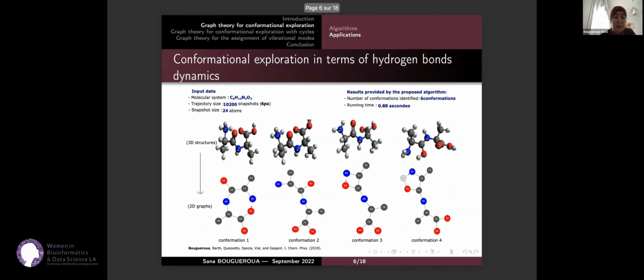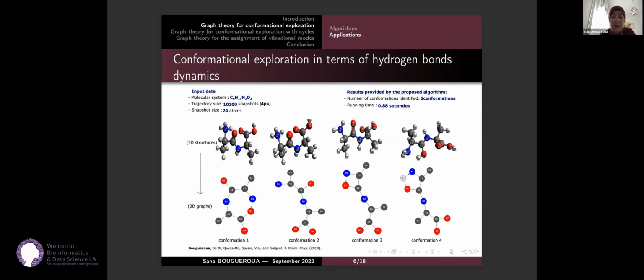I will show you a small example just to give an idea of the outputs of this algorithm, on a small peptide where we have only hydrogen bond dynamics. Here I have taken a peptide with 24 atoms and a trajectory of 4 picoseconds. Here we have identified 4 conformers. We can see that the change between, for example, conformer 1 and conformer 2 is a hydrogen bond that disappears, and then another one appears. And at the end, we have a proton transfer.